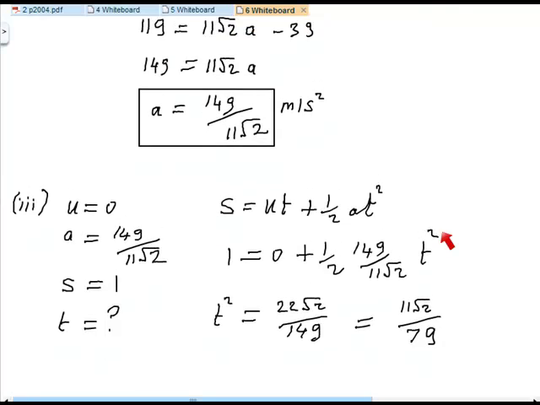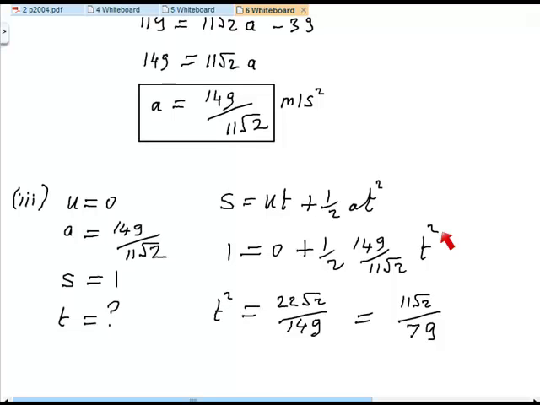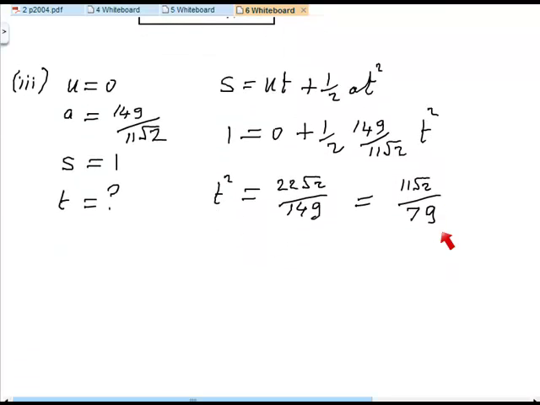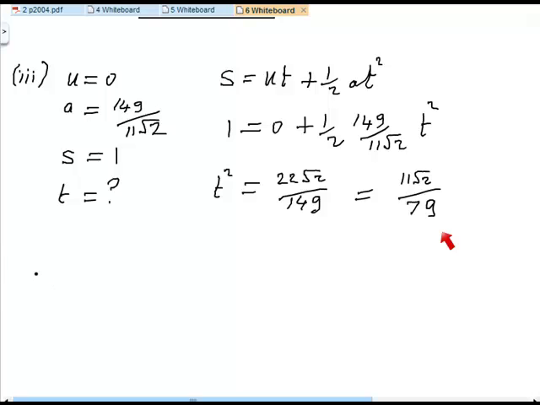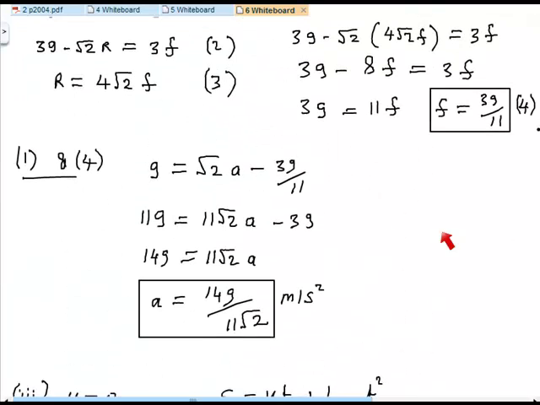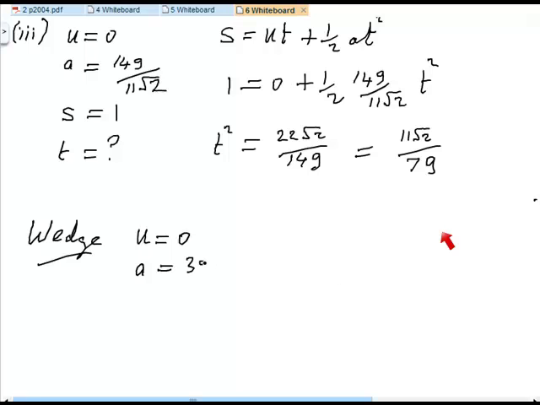That's t squared. And lastly, we want to find out how far the wedge has travelled in that time. So again, for the wedge, it starts from rest also, so u equals 0. A for the wedge is actually f, which worked out to be 3g over 11. And t we already have now from up here, we got t squared, so we can easily get t, and we're looking for s, how far has the wedge travelled. So s is the question mark, and that means we can use s equals ut plus a half at squared again.